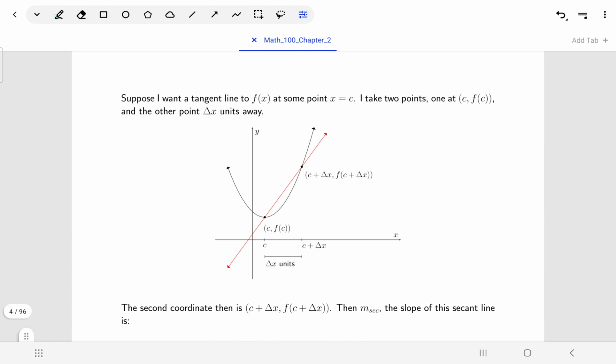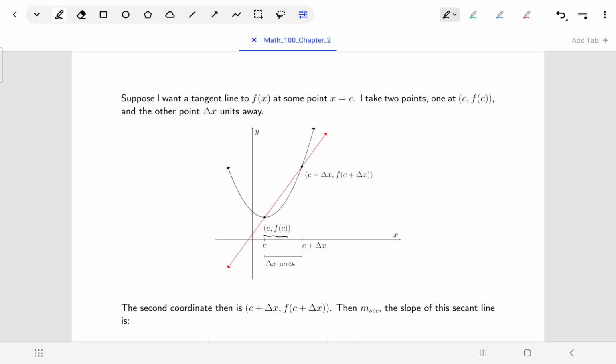So I've got a generic function f of x, that's my little black curve that I've drawn here, and I'm interested in finding a tangent line at the point when x is equal to c. So if f of x is my function, then at the point when x is c, the y value would be f of c. And so this gives me one point on the curve, c and f of c.